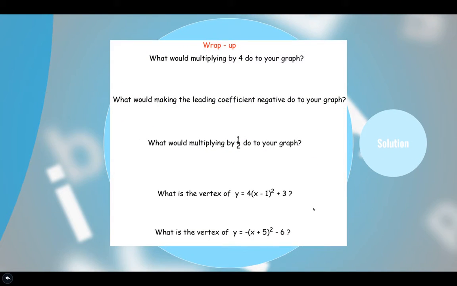And some concluding questions that really pertains to the majority of today's lesson. Would pause the video here, and the solution is up and coming.